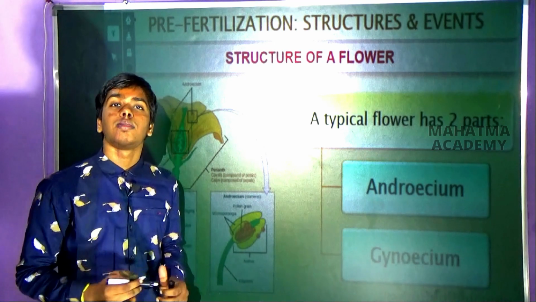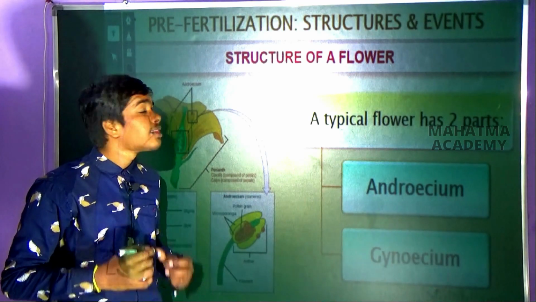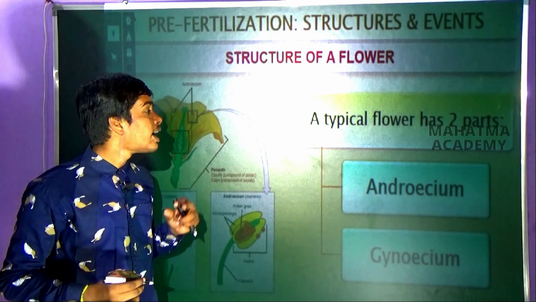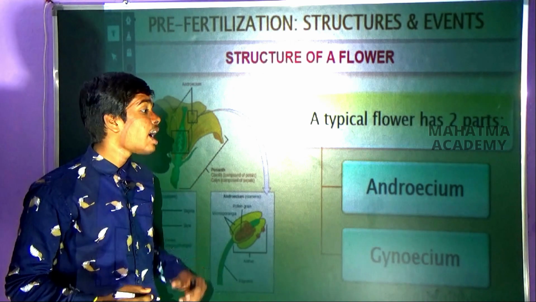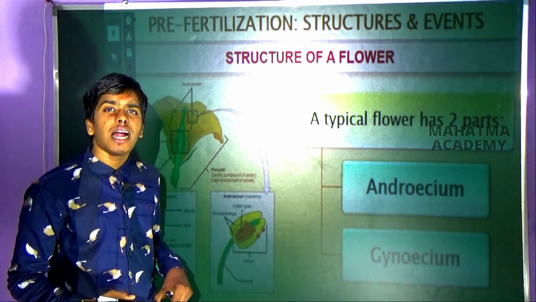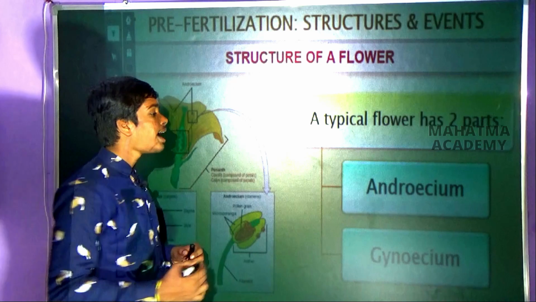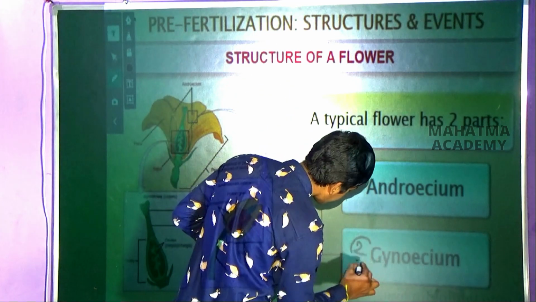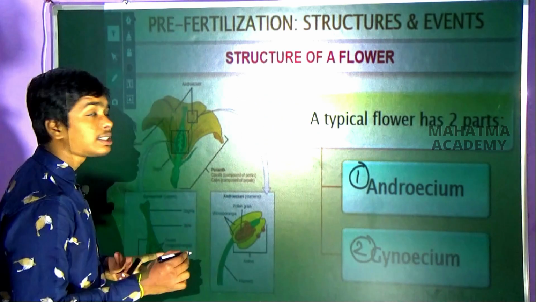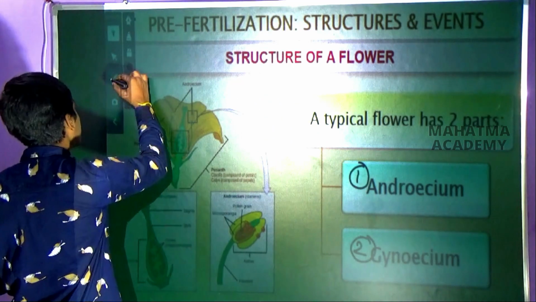So, a typical flower has two parts. So, a typical flower has which parts? Based on the reproduction, they are of two parts. What are the parts? Androecium as well as gynoecium. The androecium, the gynoecium. Okay. Now let's see about the androecium part.